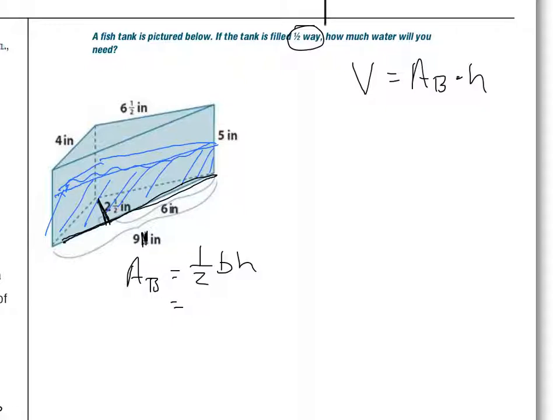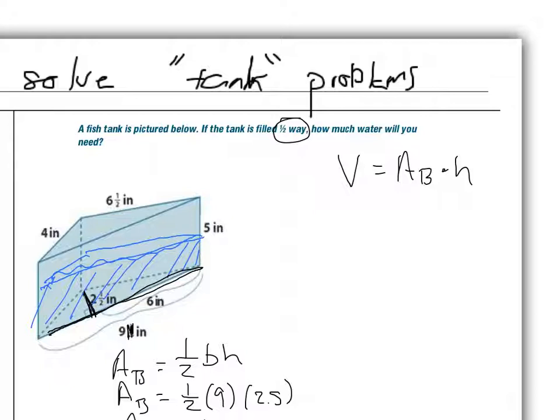So the area of the base, 1/2 of base times height, 1/2 of 9 times 2.5, should be 11.25. So the area of the base is equal to 11.25. Now our volume of the water, and only the water because we're not talking about the entire prism, would be 11.25 times the height of just the water.